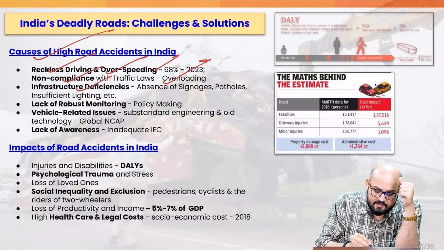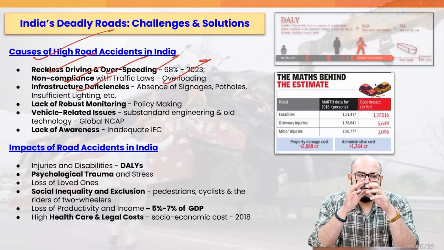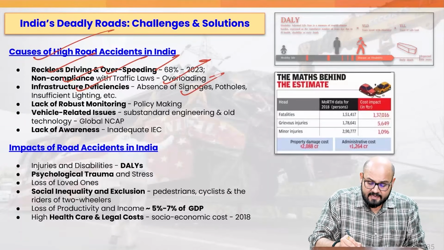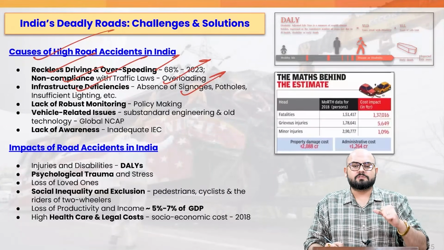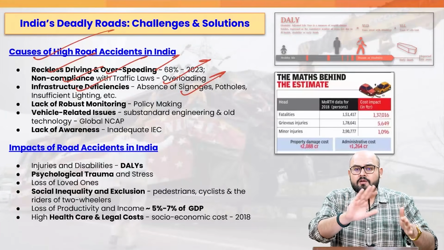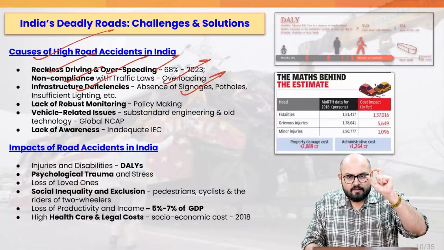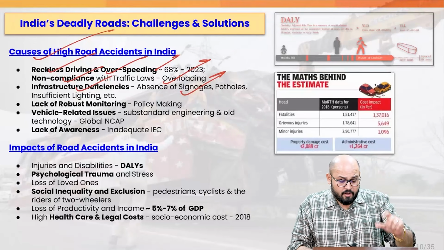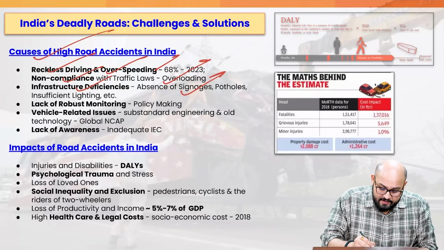Then we have infrastructure deficiencies. On the roads and even on some parts of the national highways, there is an absence of signages. There are a lot of potholes. Roads and lanes are not clearly marked. So there are deficiencies with respect to infrastructure, and that is also one of the leading causes of accidents. Then we have insufficient lighting.